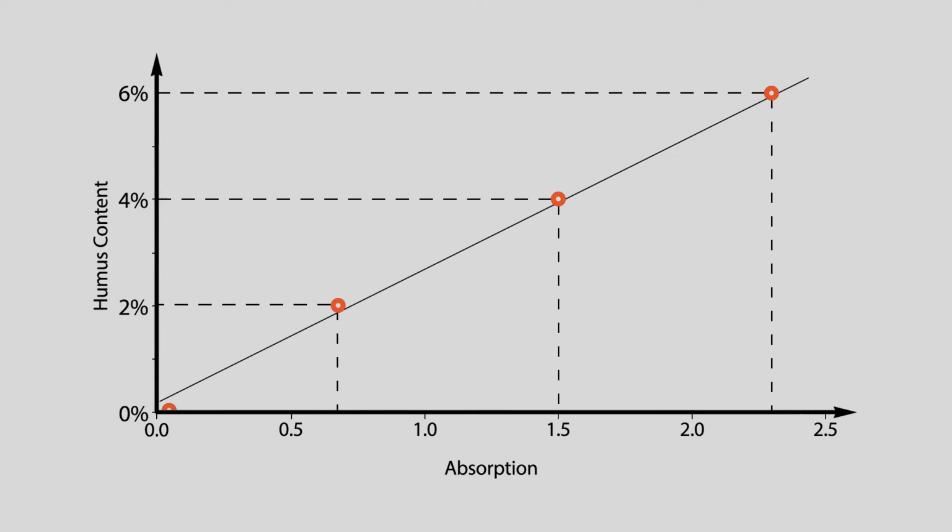The light absorption of the calibration sample containing 0 mg Meyer inositol is the same as for a humus sample containing 0% humus. The light absorption of a sample with 116 mg Meyer inositol is the same as for 2% humus, and so on.